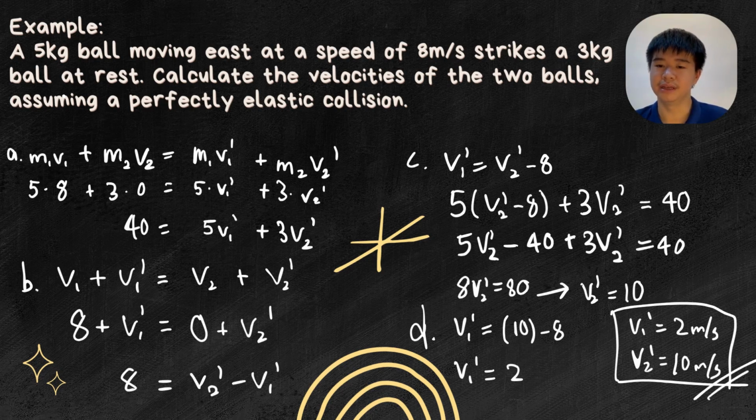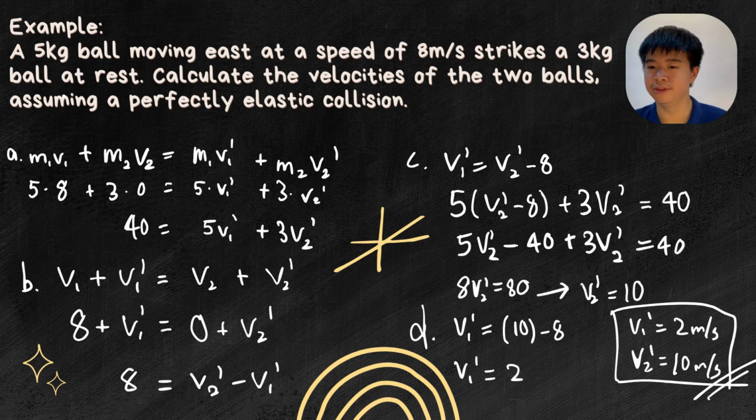Now in letter B, it is the relative velocity equation. V1 plus final V1 is equal to V2 plus final V2. After substituting, you will get 8 is equal to final V2 minus final V1. At letter C, we are going to solve for our value already. And I chose to solve for V2.